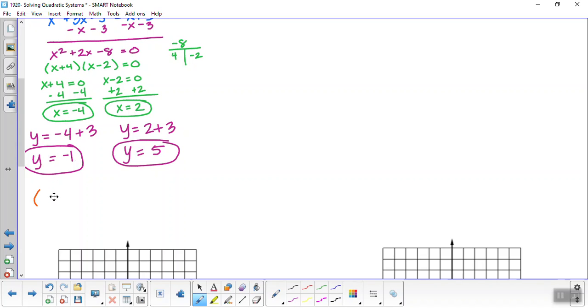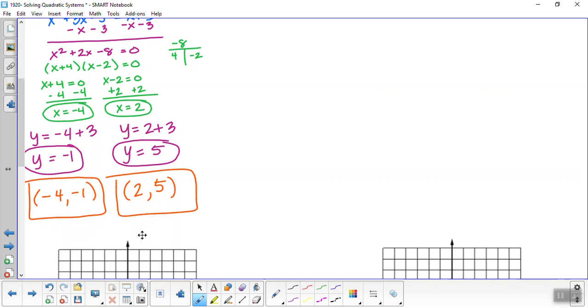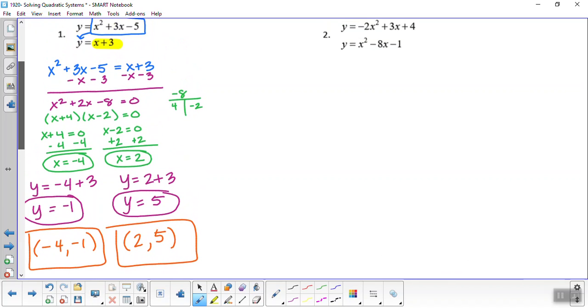So, parentheses, when I had an x value of negative 4, comma, my y value was negative 1. So there is one solution. I can put a box around that. Then I also had x equaling 2, so parentheses 2, comma, when x was 2, y is equal to positive 5. And I can put a box around that. Those are my two answers. If you chose to graph, you could get that the same way, but I did want to show you the substitution method.